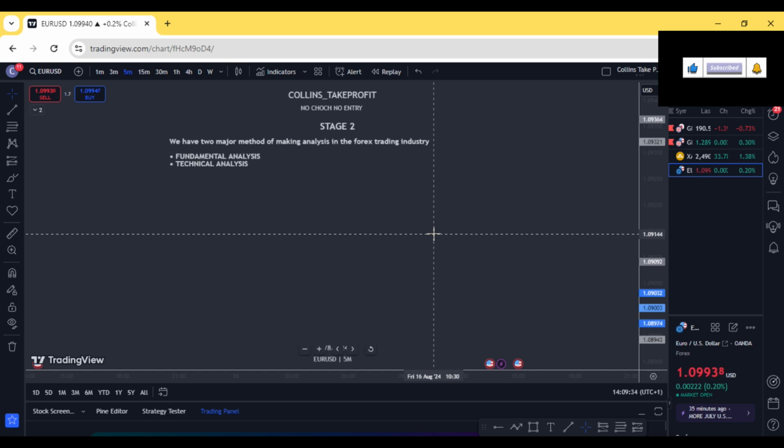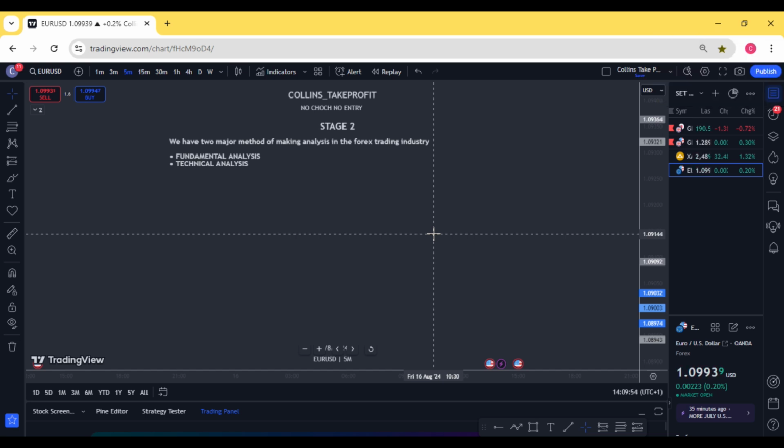There are various methods of making analysis in the trading industry, regardless of whatever asset you're trading, be it indices, be it the crypto markets, be it derivatives, synthetics, be it stocks, whatever asset you're trading. There are various methods of carrying out the analysis. And for the foreign exchange market, we have two major methods of carrying out analysis, which include fundamental analysis, and then we also have technical analysis.